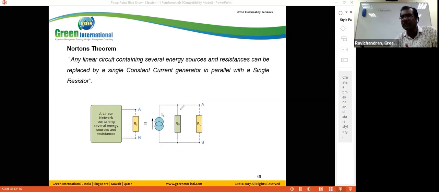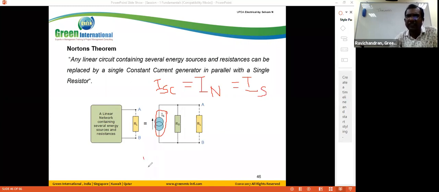Once again, here we have 3 steps. The first step is to find this IS, that is, short circuit current. Because in Thevenin's theorem, we remove the load resistance and find the open circuit voltage, that's why we call it VTH or VOC. Here we remove the load resistance and short circuit this terminal. So that's why we call it the short circuit current, or the Norton current, or simply the source current.